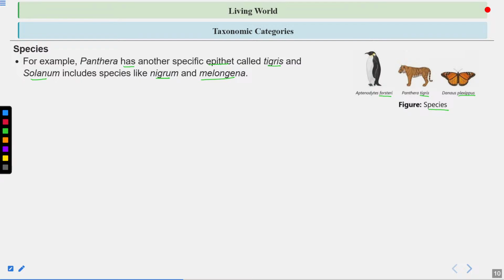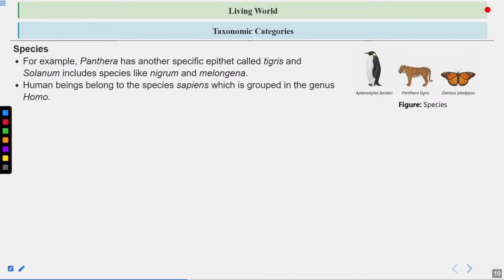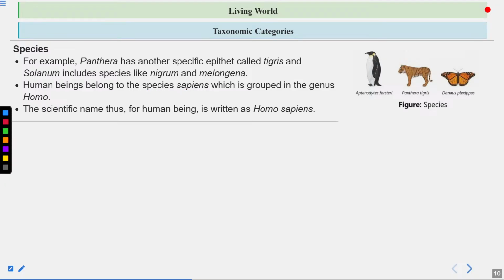And species name is always written in small letters. It starts with a small letter. Aptenodytes is a genus, Panthera is a genus, and Danaus is a genus. Now human beings belong to the species sapiens, which is grouped in the genus Homo. So what is the scientific name of humans? Homo sapiens. The scientific name for human being is written as Homo sapiens.